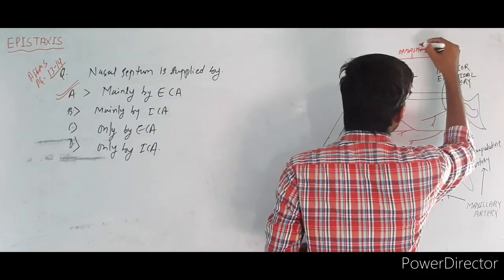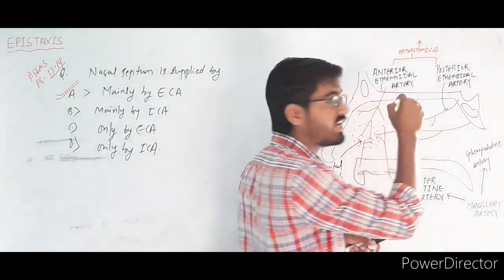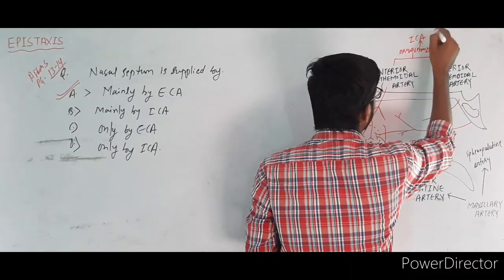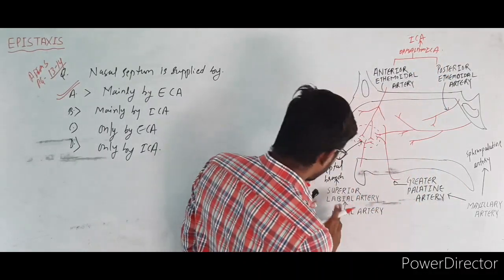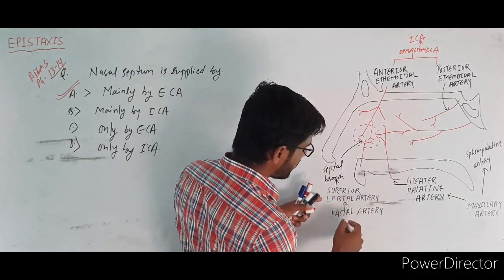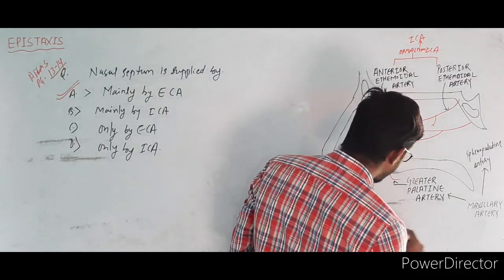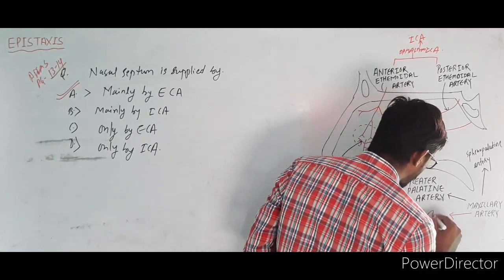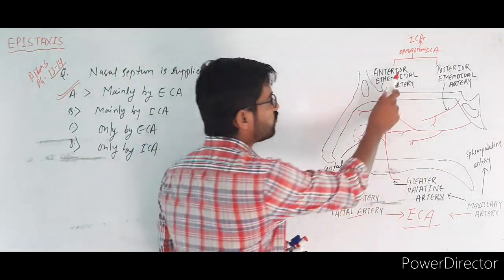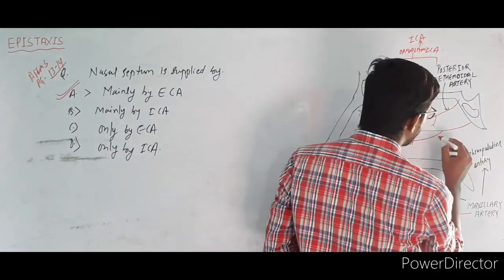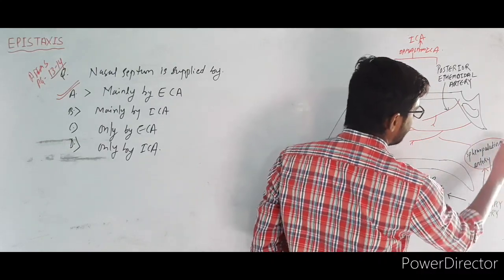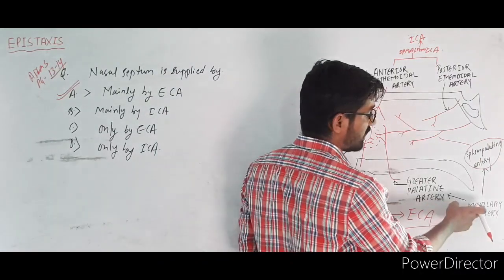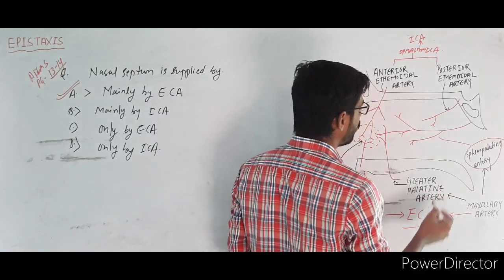The ophthalmic artery is a branch of the internal carotid artery. Then this is the septal branch of the superior labial artery, which is a branch of the facial artery, and here is the maxillary artery. The facial artery and the maxillary artery are branches of the external carotid artery. So there are five branches in total. The maxillary artery gives the sphenopalatine artery and the greater palatine artery, which supply here.